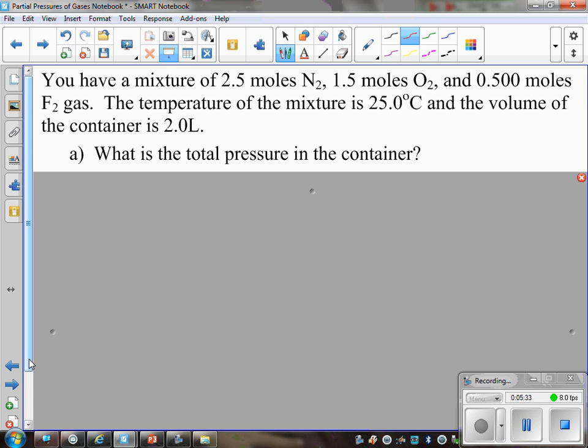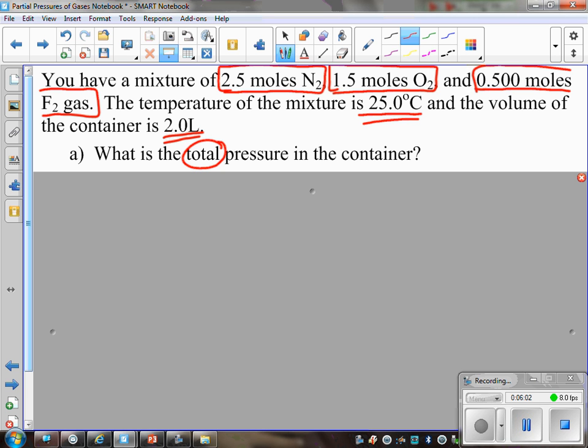If you go to the next problem here. So you'll see we have three things in our problem. We have moles of N2 that are given. We have O2 in our mixture, and they gave us the moles of that. And then we have moles of F2. So we have three parts to our mixture. Notice they've told us the temperature, which we're going to need to put in Kelvin, always in Kelvin, and the volume, which is in liters. Okay, so the first question says, what is the total pressure in the container?